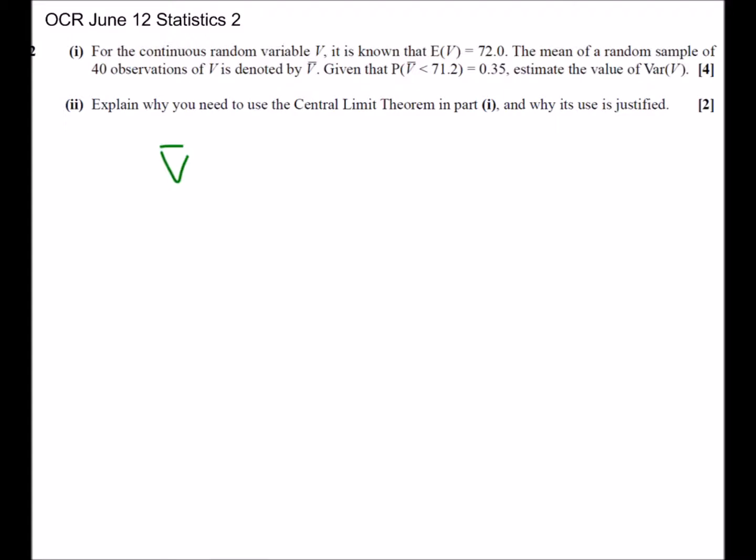We know using the central limit theorem that V bar is approximately normal with the mean staying the same as it was before, so 72, and the variance becoming the original variance squared divided by n, and in this case n is 40. So the question is, how do we know that we need to use the central limit theorem?